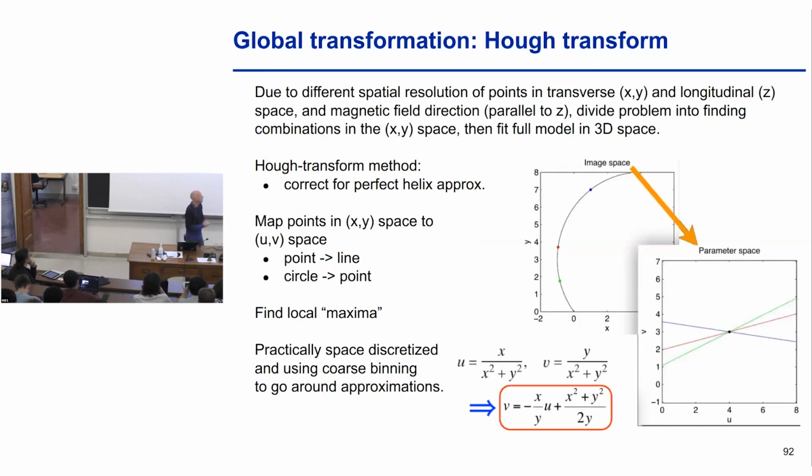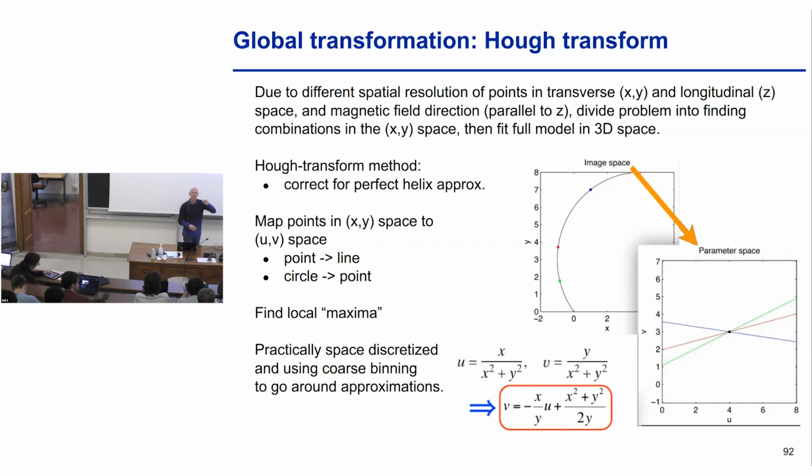So one example of global transformation, probably one of the first tracking algorithms in serious tracking detectors, is what is called the Hough transform. This is basically a way in which you transform the coordinates of your points. You work on the transverse coordinates, which is the one where you expect a circle from the helix. Then you do a coordinate transformation from that XY space to a UV space. The property of this transformation is that a circle in the XY space will essentially be a point in this UV space, and a point in XY is then mapped to a line in this UV space.